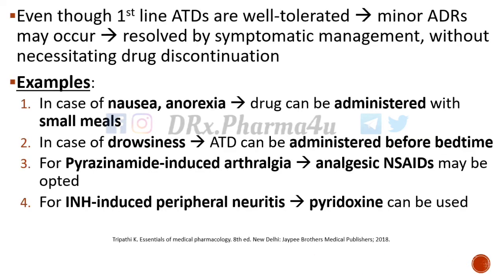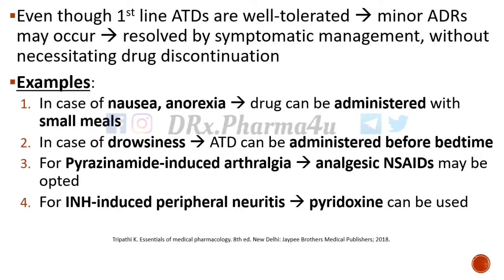Even though first-line anti-tubercular drugs are well tolerated, minor ADRs may occur. Actually, it is not minor. If you look at some of the ADRs that happen due to first-line anti-tubercular agents, they are actually notorious for some population and some risk factors. But even then, we can say generally that some ADRs may occur. They are usually resolved by symptomatic management without necessitating drug discontinuation. So if minor ADRs are occurring, we usually look at the risk versus benefit ratio and we do the treatment accordingly.